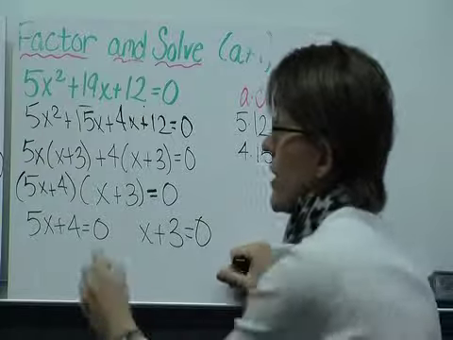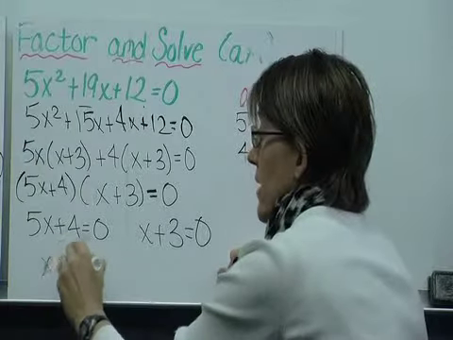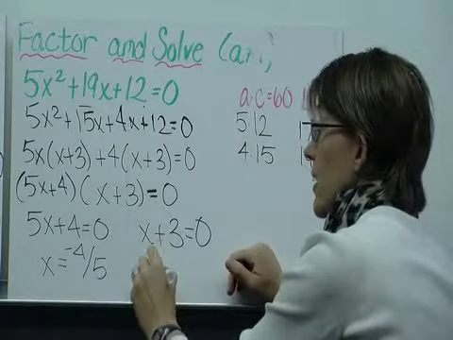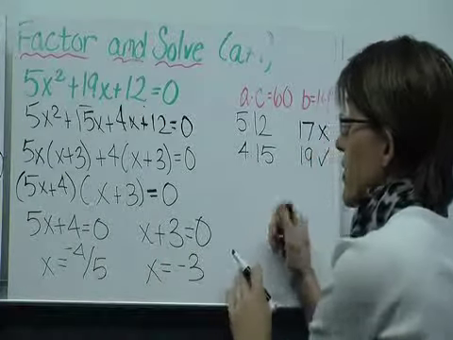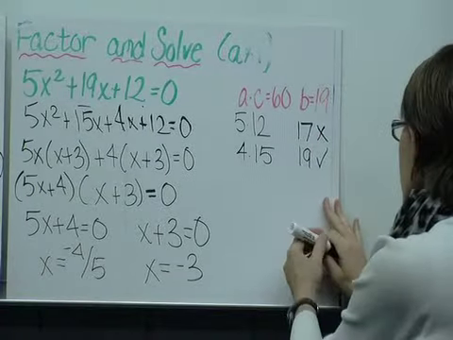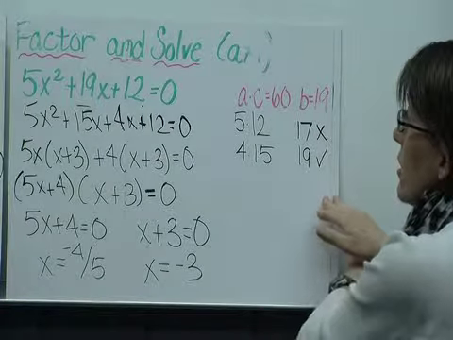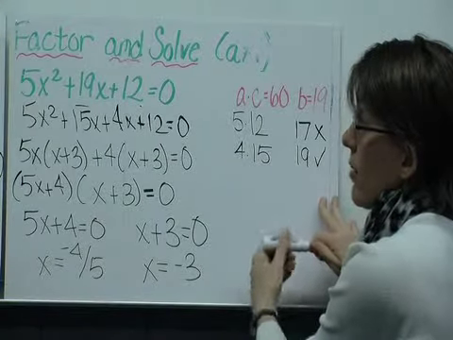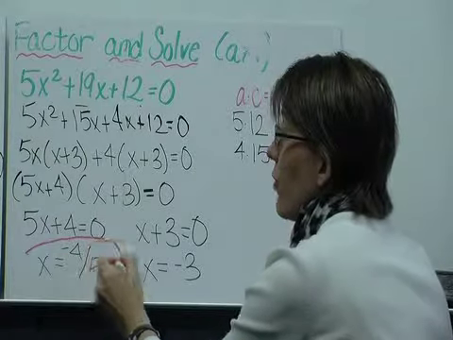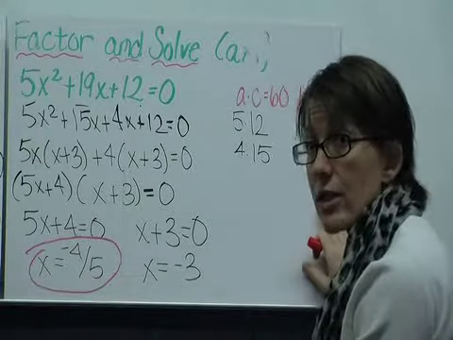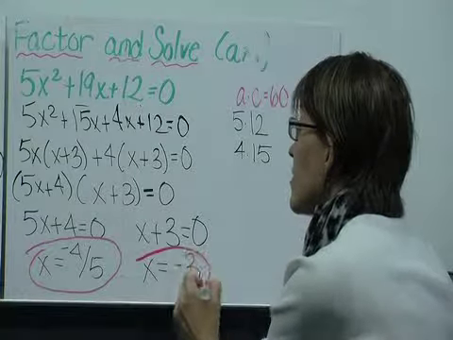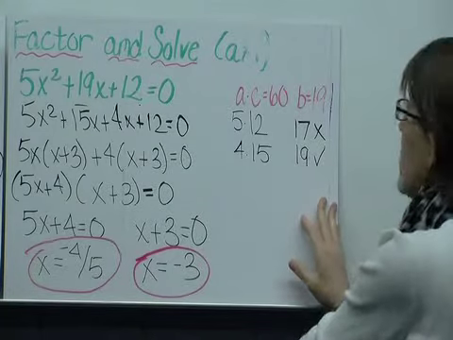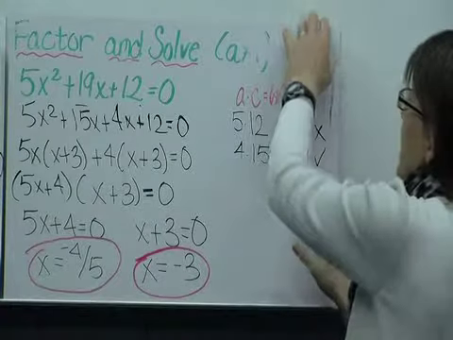The first one, x equals negative 4/5 is my solution, and my second solution is x equals negative 3. So there's my two answers to this quadratic equation, 5x squared plus 19x plus 12. One solution is x equals negative 4/5, and one solution is x equals negative 3. So those are two examples of factoring to solve.